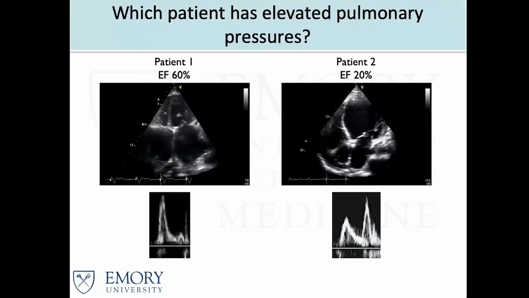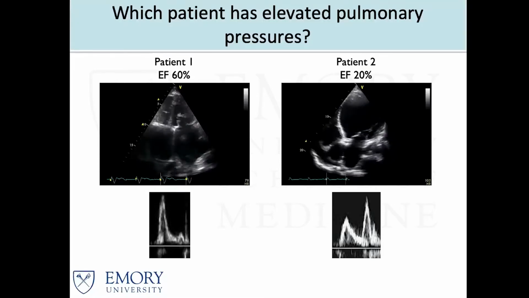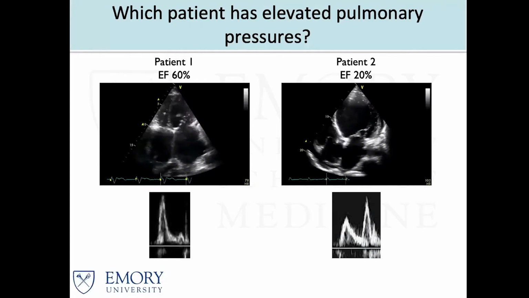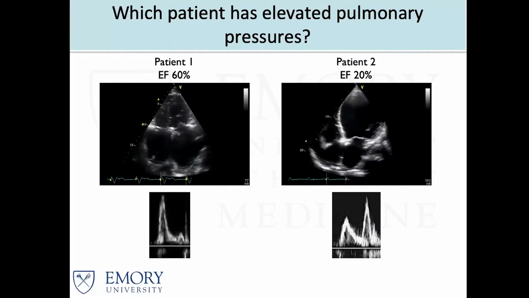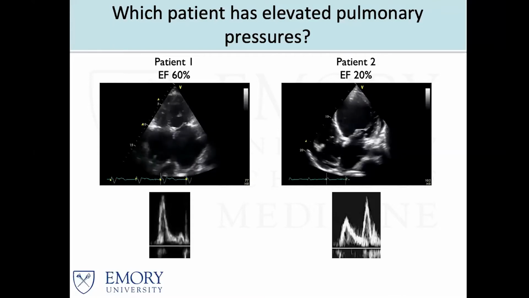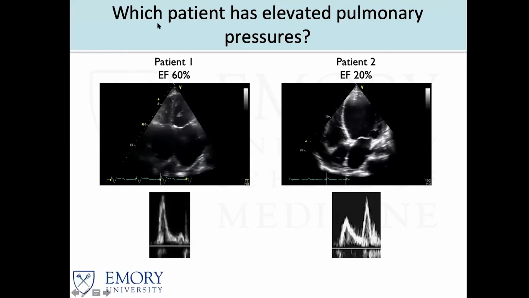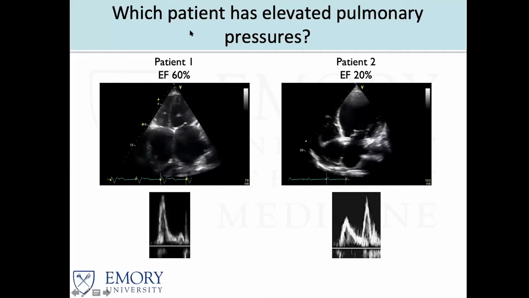Moving on. Which patient has higher pulmonary pressures? Well, let's ask a question. What is the most common cause of pulmonary hypertension? While you're thinking about that, before you answer, what is the most common cause of right heart failure? The most common cause of right heart failure is left heart failure. Let's ask the question again. What is the most common cause of elevated pulmonary pressures, of pulmonary hypertension? It is left heart failure, whether that's systolic or diastolic dysfunction.